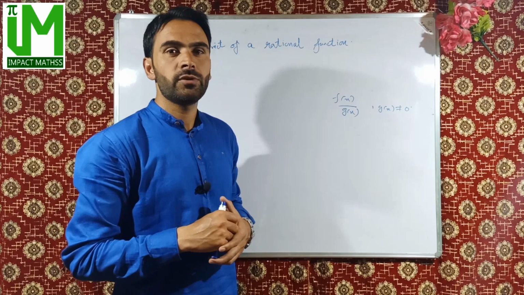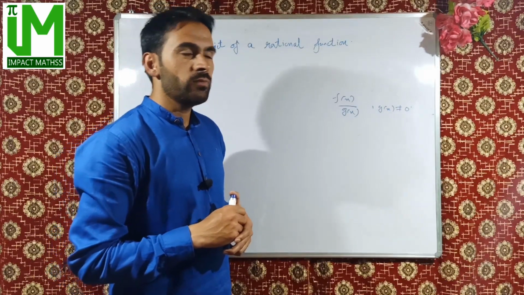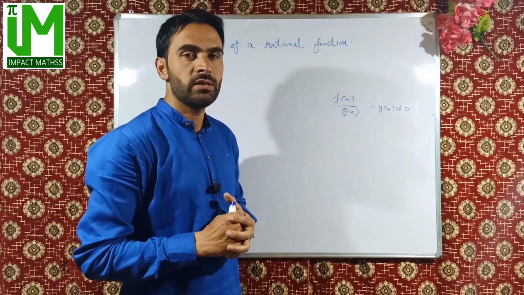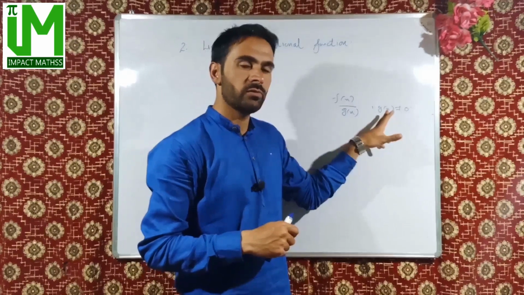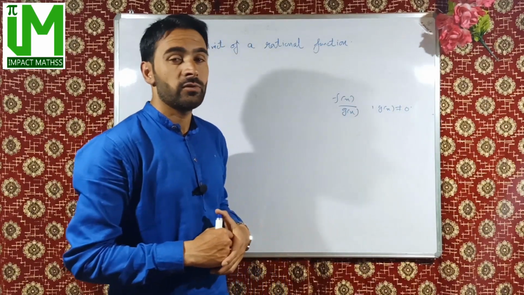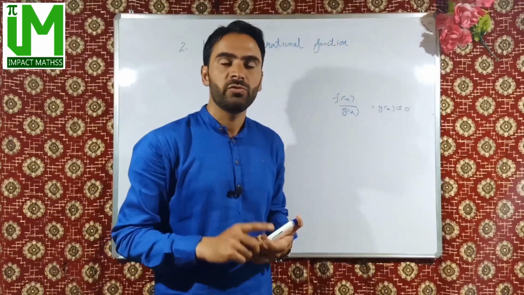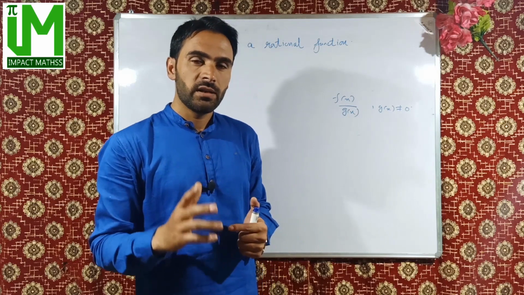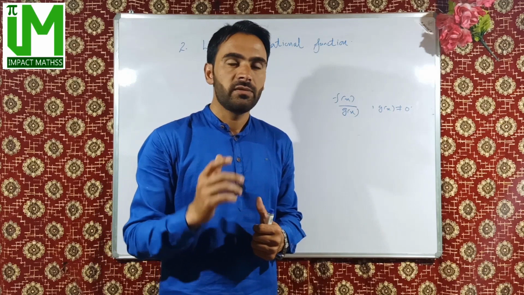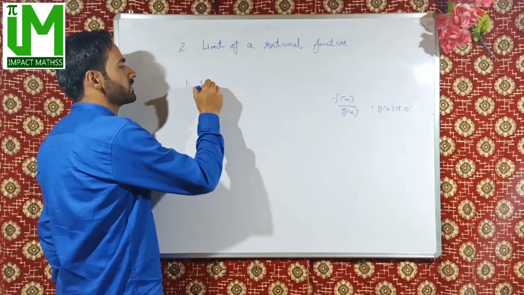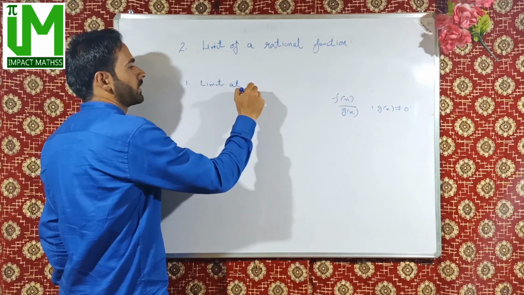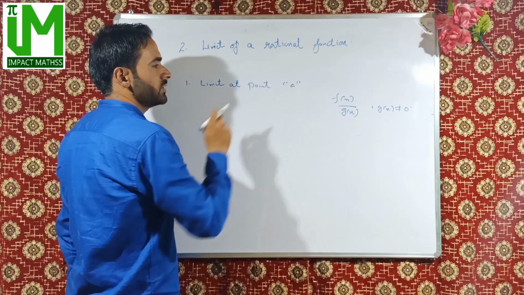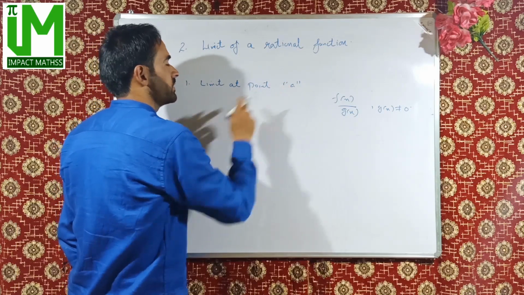Now number second, limit of the rational function. Say if we have a rational function of the form f of x divided by g of x, defined over a domain D such that g of x is not equal to 0 in its domain of definition, then limit of this rational function can be again computed in two senses. Number first, we'll be computing its limit at a particular point, and then we can also compute its limit at infinity. So number first, limit at a point, say a. Say we have to compute its limit at a particular point in its domain of definition, which is a.